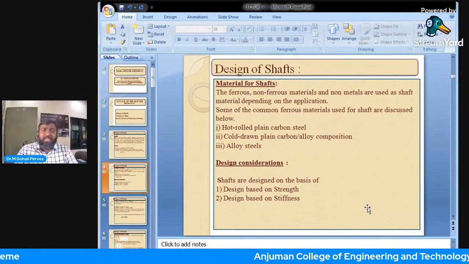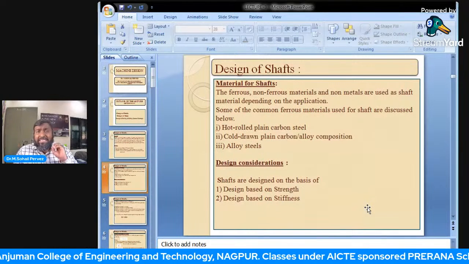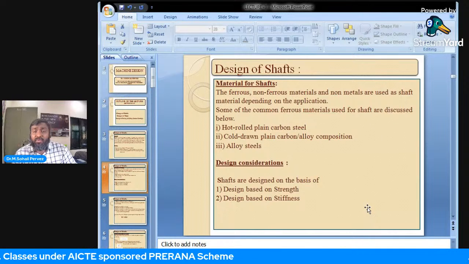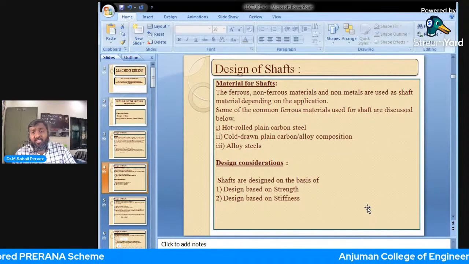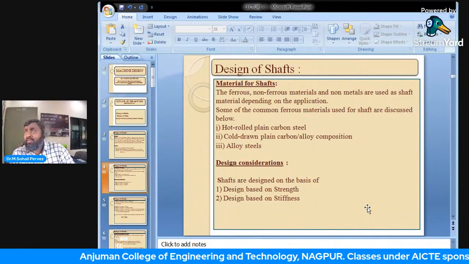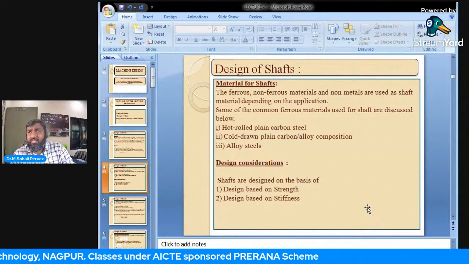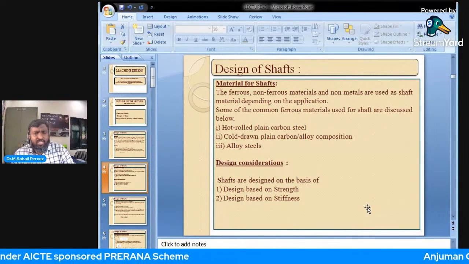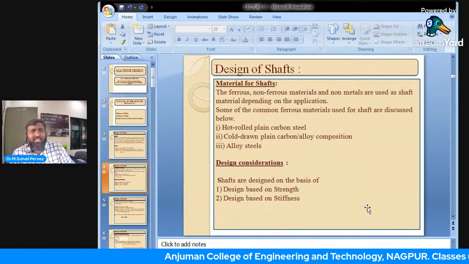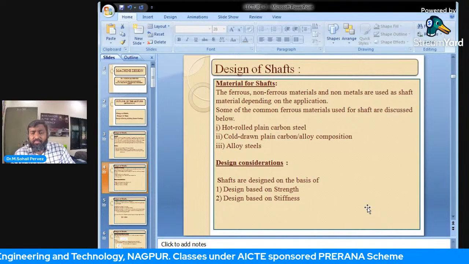Now, while transmitting power, the material of the shaft is again a very important factor in deciding its strength. And hence, selection of material is again a very important aspect. Generally, ferrous and non-ferrous materials, and non-metals too, are used as shaft material. Generally, shafts use alloy steels, hot rolled plain carbon steel, cold drawn plain carbon or alloy composition. These are the generalized materials used for the manufacturing of shafts to be used in transmission of power.